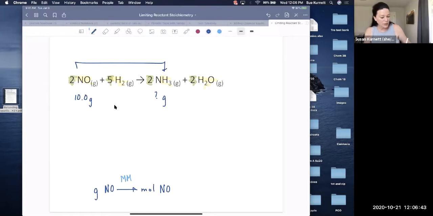And then we go from moles of one thing to moles of another. In this case, I'm going from moles of one reactant to moles of one product. And that step, using that ratio, is called stoichiometry, using the fact that 2 of the reactant molecules are consumed every time 2 of the product molecules are formed. That's stoichiometry. So for that one, I'm going to write the balanced equation.